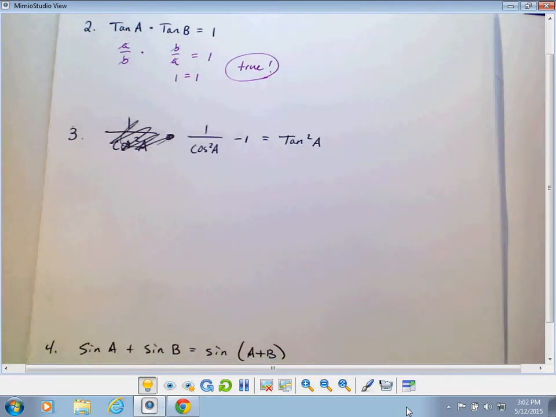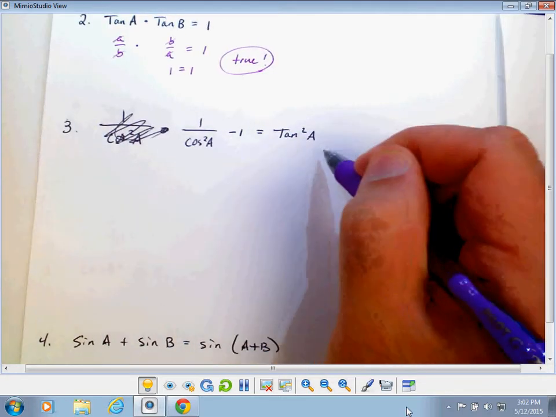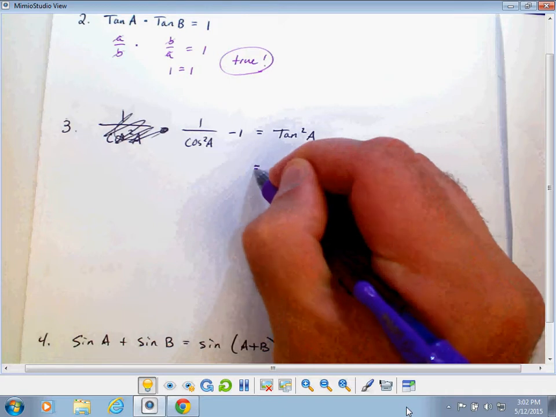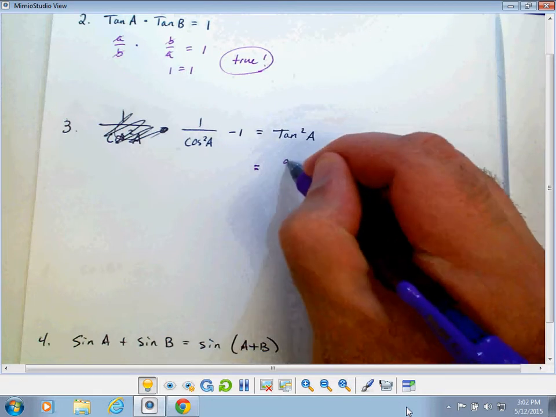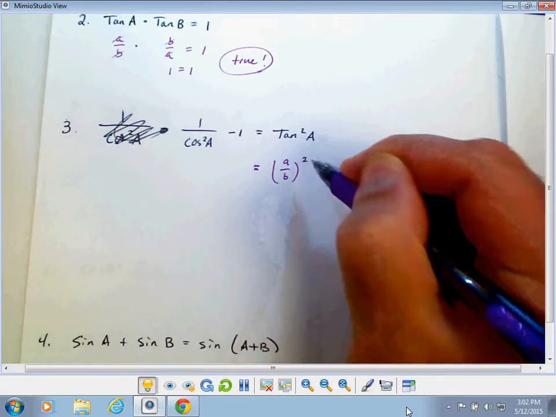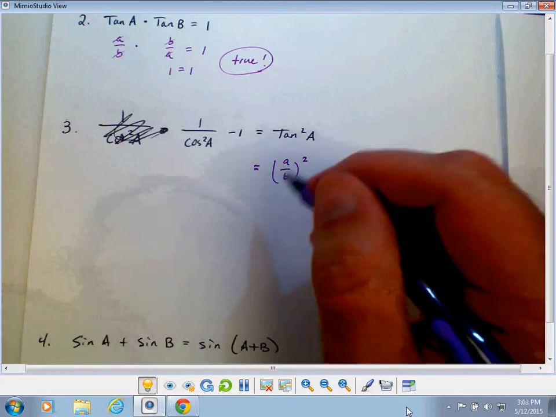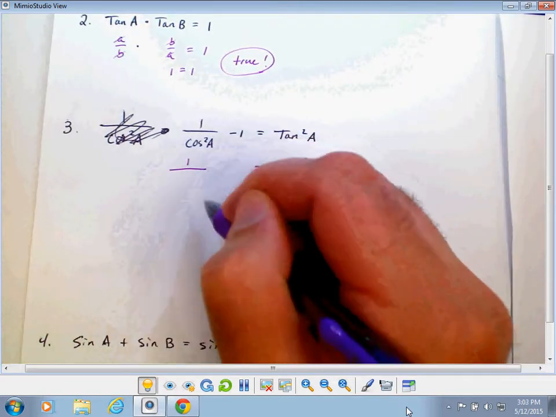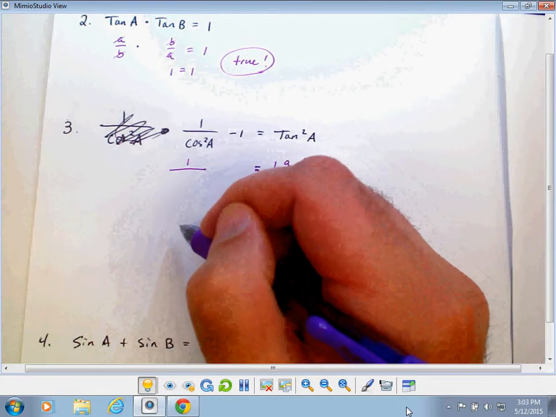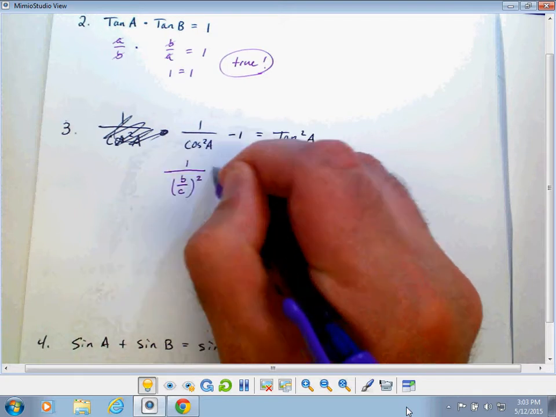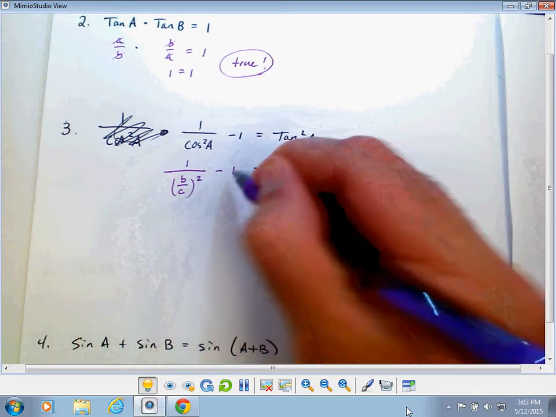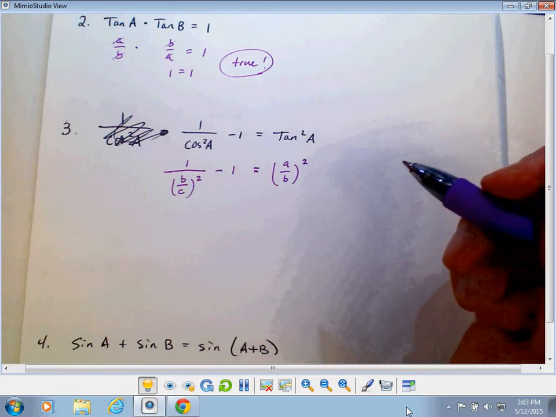Alright, so then we get one that's a little bit ugly. Let's see what we can do with this. We have 1 over the cosine squared of A minus 1 equals tangent squared of A. Wow, talk about a jump in difficulty. So tangent of A is A over B, but we need to square it because it's the square of tangent A. Over here we have cosine of A, which is B over C, but again, it's squared. So we have 1 over that thing squared, and then minus 1. It seems like a nightmare to me, but let's see if we can work it out.